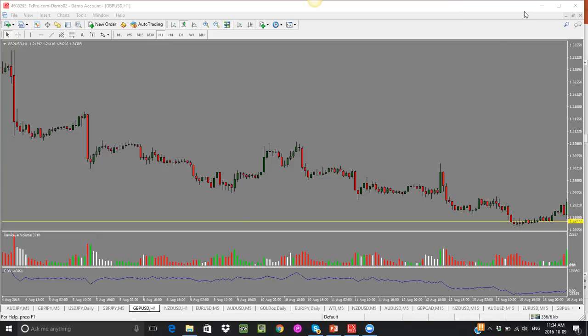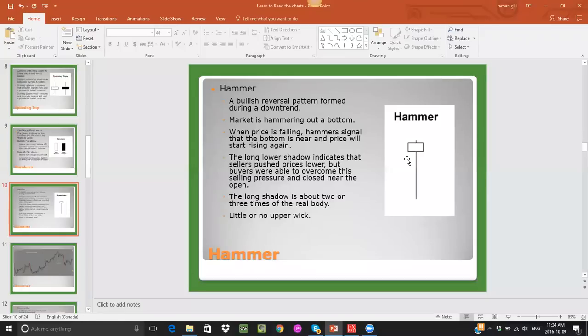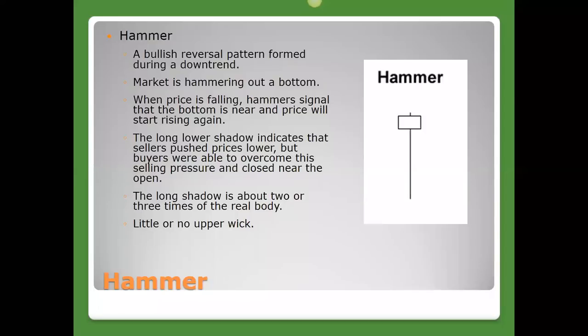Okay, so let's go back to our charts now. Yes, my charts are in GMT. Let's go back to the chart. So we looked at spinning tops, we looked at Marubozus. Next, let's take a look at the hammers. Hammers, also known as pin bars, are one of my favorite ones to trade. So just a quick review here.